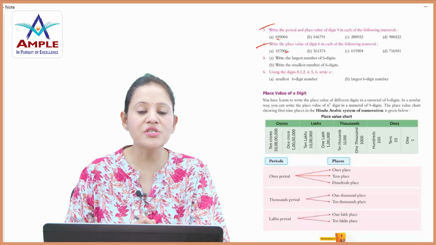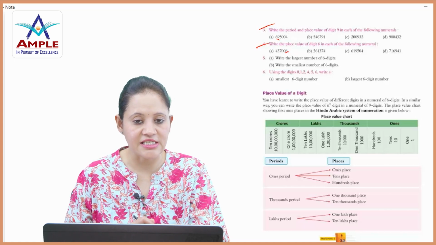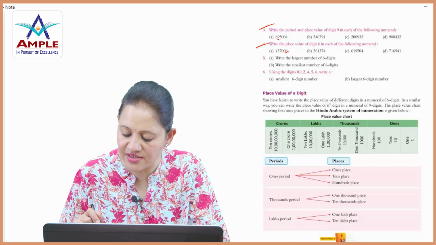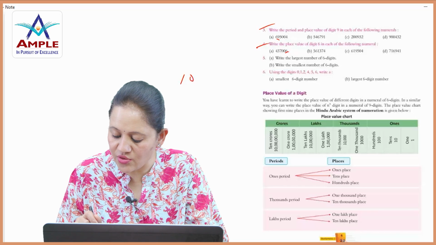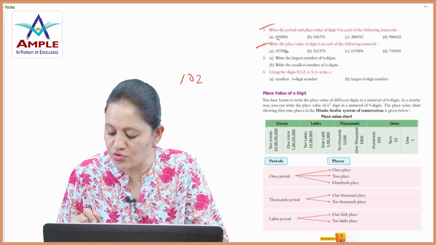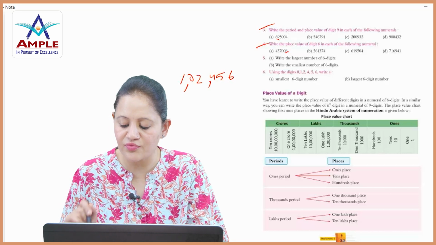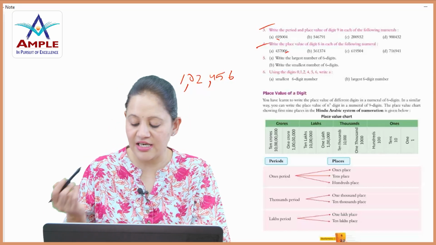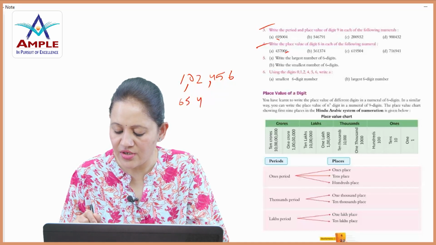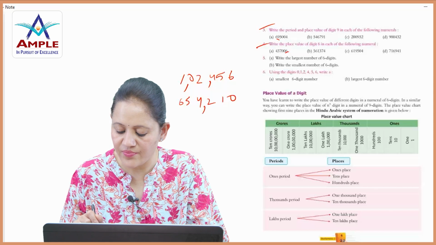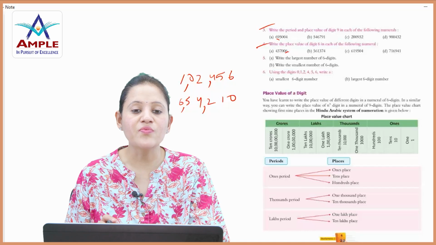Clear? Next, using the digits 0, 1, 2, 4, 5, 6, write the smallest 6-digit number. The smallest 6-digit number will be 1, 0, then 2, 4, 5, 6, that is 1,02,456. Clear? The largest 6-digit number is 6,54,210. Clear?